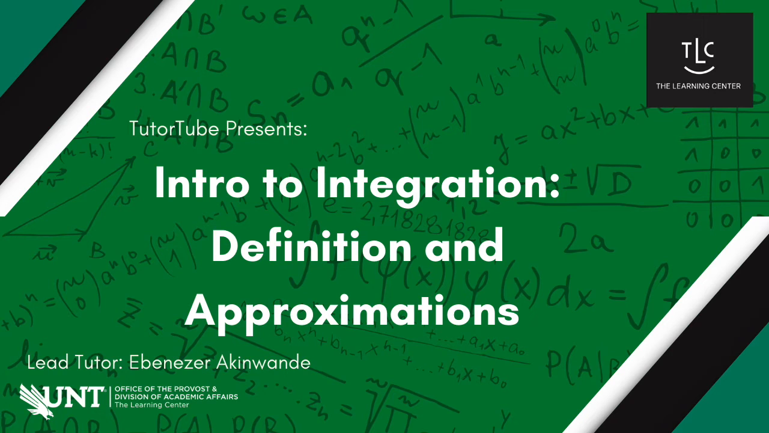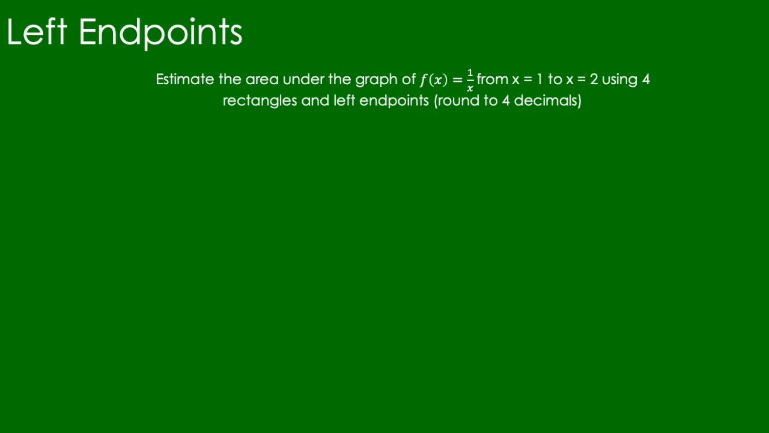In today's video, we will have an introduction to integration with the definition and approximation techniques. Let's get started. In our first example, we will utilize the Riemann Sum approximation and take left endpoints to estimate the area under the curve. The function we want to estimate is f of x equals 1 over x from x equals 1 to x equals 2 using 4 rectangles.